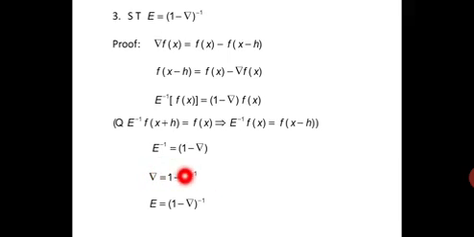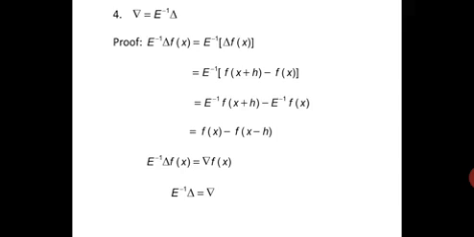So it is nothing but the shift operator E is equal to (1 minus delta) to the power of minus 1. Right? Next part: the backward difference del is equal to E to the power of minus 1 into the forward difference delta. Now I'll consider this RHS part. E to the power of minus 1 into delta of f of x is equal to E to the power of minus 1. I will apply this forward difference for f of x.